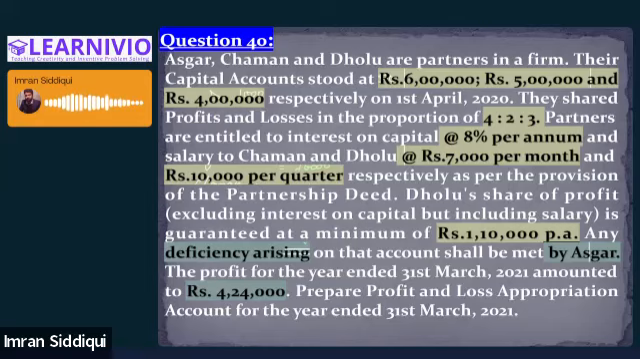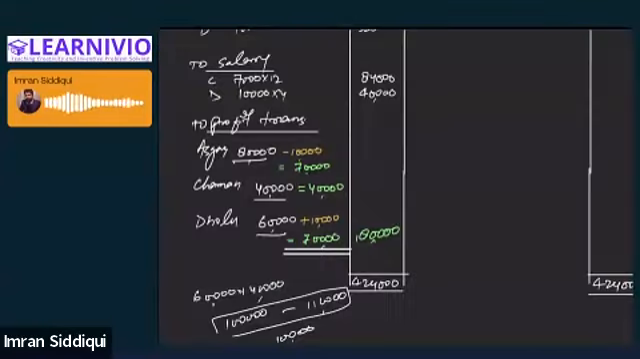So he already got a salary of 40,000 and the divisible profit that he got is 60,000. So adding 60 and 40, the sum total of this is only 1 lakh. And he was guaranteed 1,10,000. So that means there is a clear deficiency of 10,000. And this deficiency has to be borne by Asgar only. Why? Because Asgar has promised to pay the deficiency.